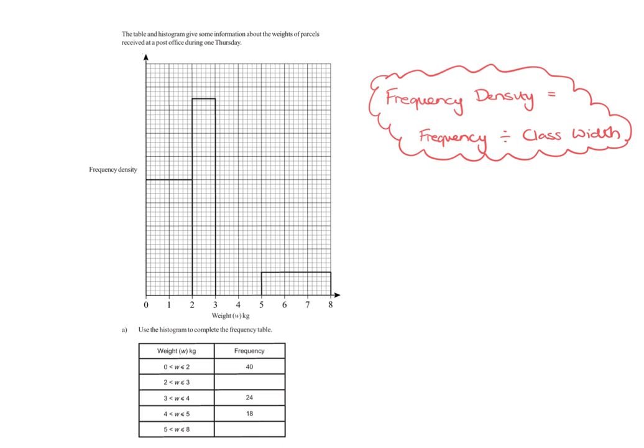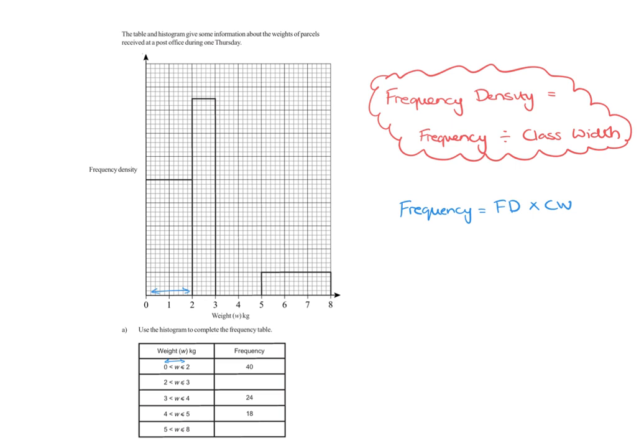Now, we can rearrange this formula to give either frequency or class width equals. So because I need to complete a frequency table, I am just going to rearrange this to give frequency is equal to frequency density multiplied by class width. Now, the class width is the distance between each group in our frequency table or each bar on our histogram. Okay, and the frequency density is what we use on the y-axis for a histogram.